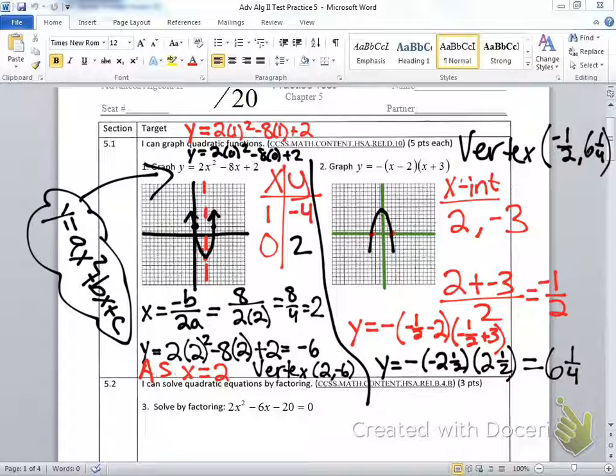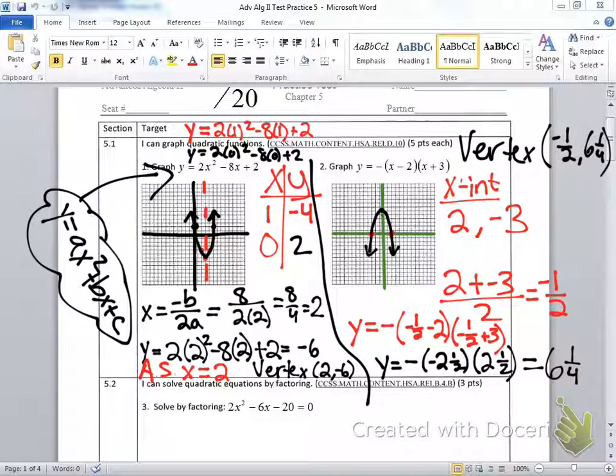Now we can double check to see if this makes sense, because here is my A. A is negative, so how should this be opening up? Down, which it is. That's right. So that's always a nice pause. Did I do this right? It's a good checkpoint.